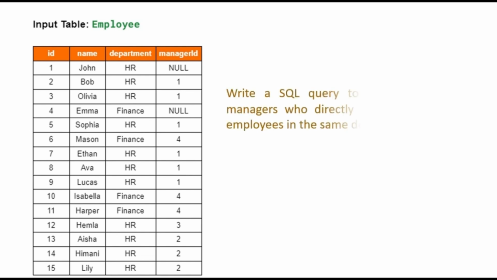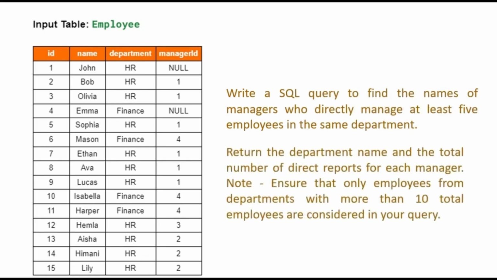Now your task is to write a SQL query to find the names of managers who directly manage at least 5 employees in the same department. And you have to return the department name and the total number of direct reports for each manager in your output. It is also important to note that only employees from departments with more than 10 total employees are considered in your query. So let's go through the problem breakdown here.